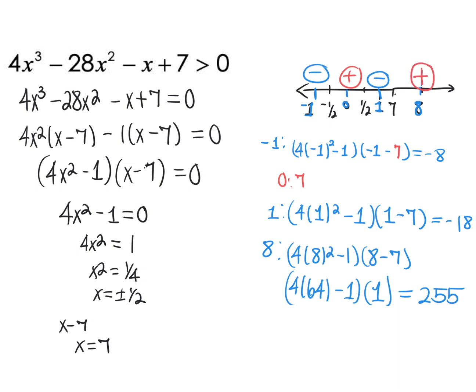So then we want to know when we're greater than 0. So that's going to be from negative 1/2 to 1/2, union with 7 to infinity. So that's this part here and then this part here.